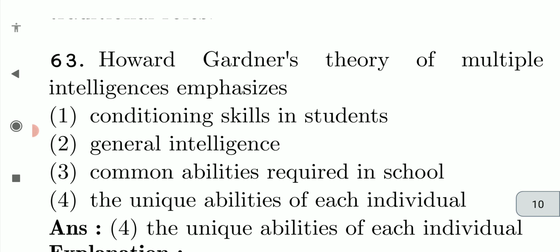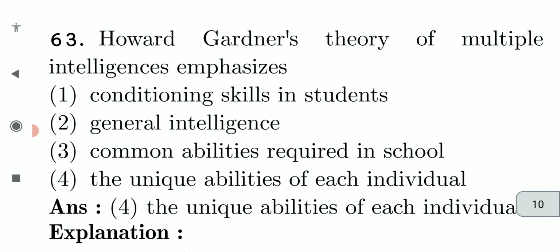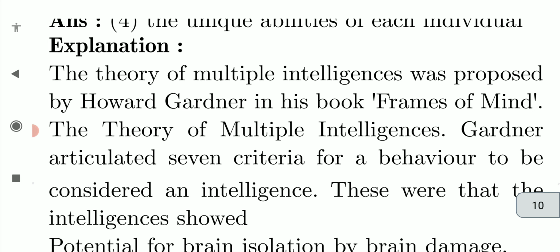Howard Gardner's theory of multiple intelligence: the unique abilities of each individual. Conditioning skills and operant conditioning will come later. General intelligence is not the focus; it is about unique abilities. Gardner's multiple intelligence theory says each individual has unique abilities.